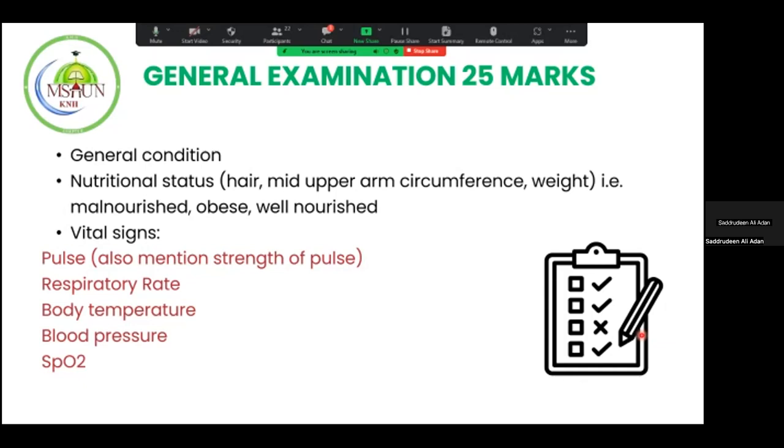For the nutritional status, it's good to check the hair distribution. In kwashiorkor or other malnourished states, the hair starts falling off and becomes thin. So you check the hair distribution, and check the mid-upper arm circumference. That's why you always need a MUAC tape. If you don't have a MUAC tape, it's good to carry a tape measure around with you. For the weight, refer to the booklet. And you comment, is the patient malnourished? Does the patient look obese? Or is the patient well nourished?